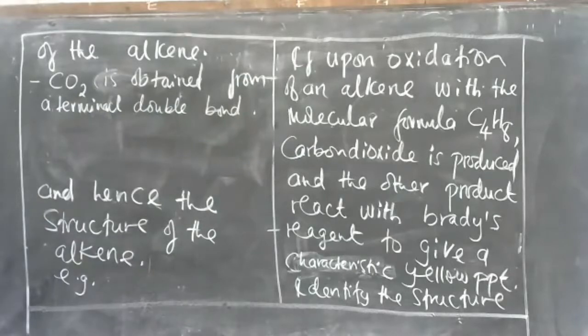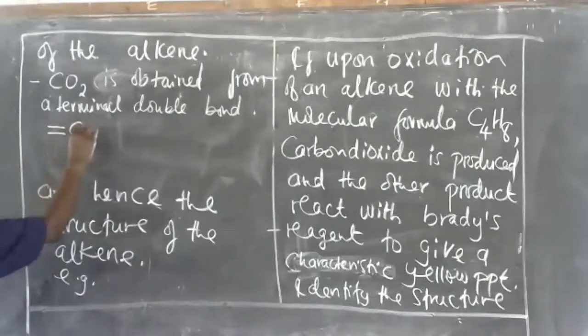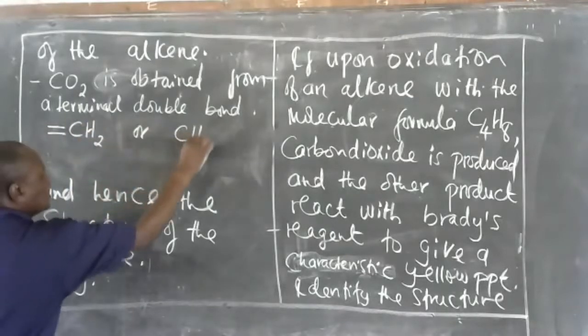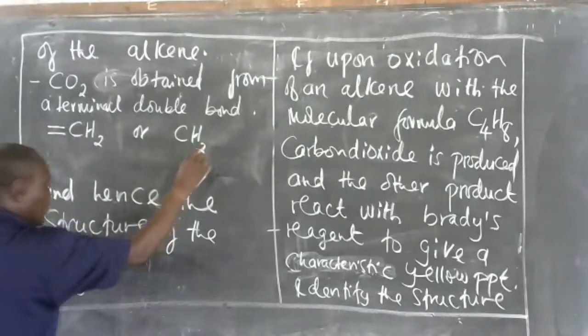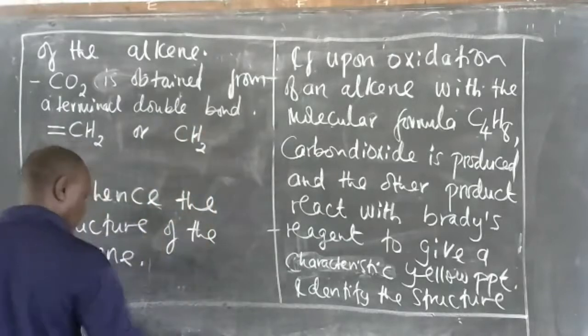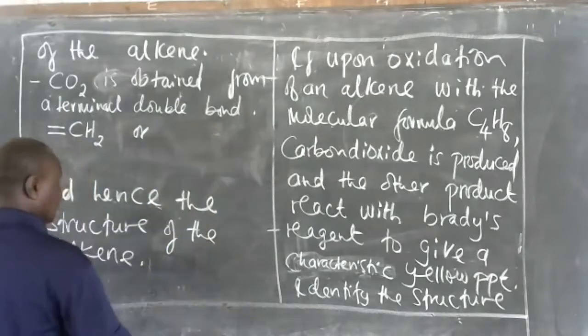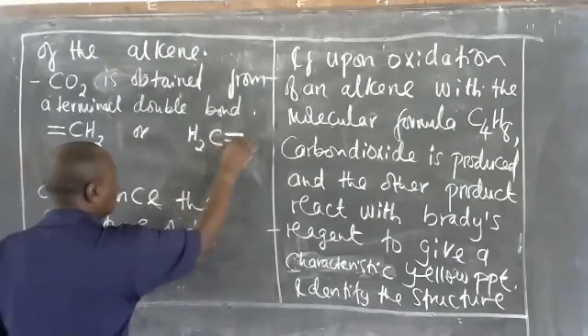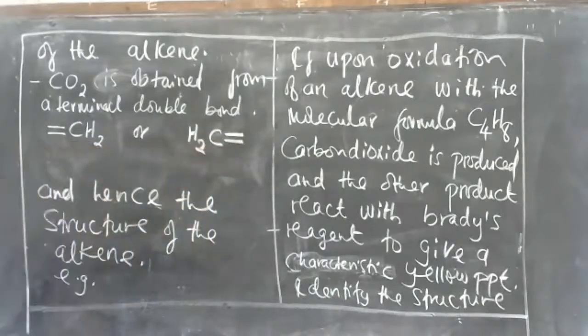That means that if you are getting carbon dioxide, then the alkene must have a CH2 double bond. It can have H2C double bond. Either way.